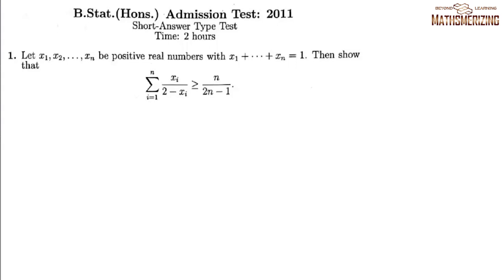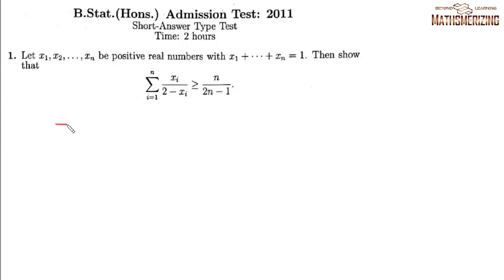Today we'll discuss the ISI BStat BMath 2011 UGB paper, and the first question is: let x1, x2, up to xn be positive real numbers such that x1 plus x2 up to xn is equal to 1. Then we need to show that the summation i varies from 1 to n of xi upon 2 minus xi is greater than or equal to n upon 2n minus 1.